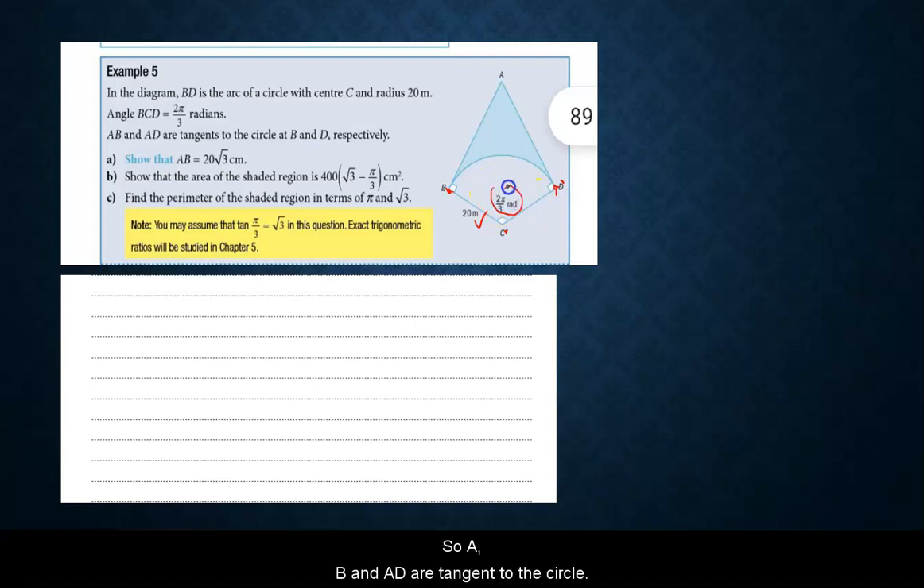AB and AD are tangent to the circle. And you know what tangent means? It means the line touches the curve at one point. So AB and AD are tangent to the circle at B and at D. You can see they touch the curve at B and at D, right? So we are to show that AB is equal to 20 root 3 centimeters. That is the first thing. So let's start with this problem.